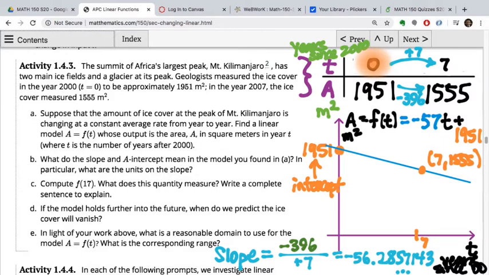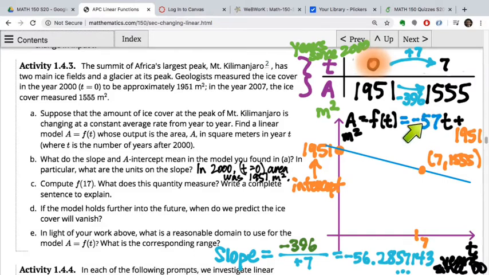So I'll write that as a sentence here. In the year 2000, which is when t equals 0, I'll also put that in parentheses here, the area of the ice cover was 1,951 square meters. So that's the intercept. The intercept is usually the simpler one to explain to somebody. Sometimes people think of it as where you are starting. At the origin of your horizontal variable, what is the value of the vertical? So what about the slope? The slope is the more interesting one to me.